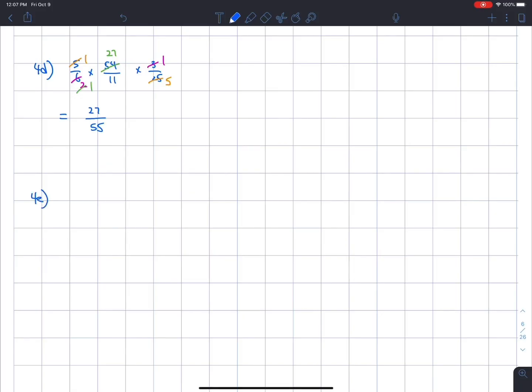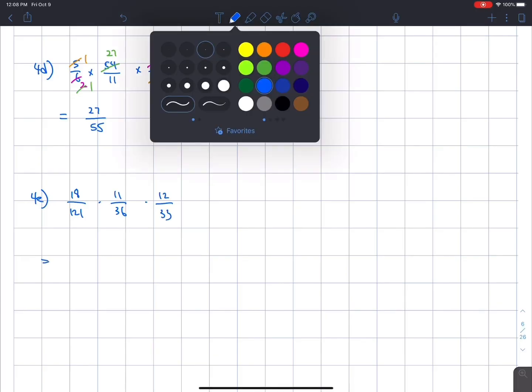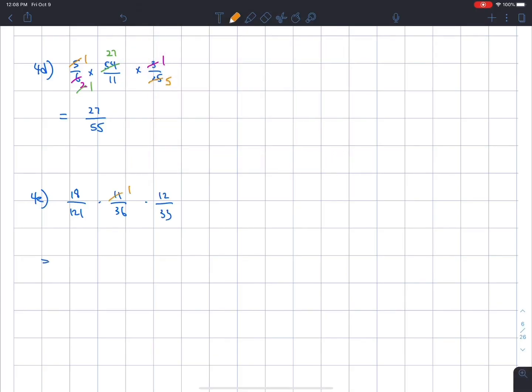4e. 18 over 121 times 11 over 36 times 12 over 33. I can divide that 11 by 11 to get 1. Divide 121 by 11 to get 11. So I have memorized that already. 11 times 11 is 121. That's how I was able to do it quickly.